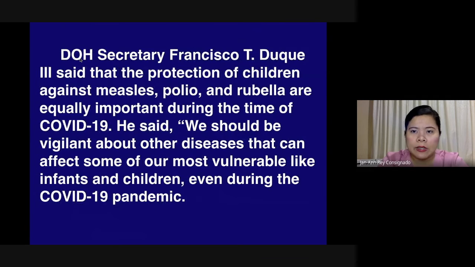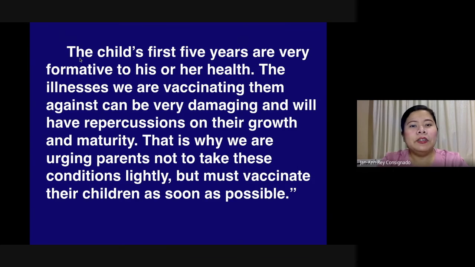DOH Secretary Francisco T. Duque III said that the protection of children against measles, polio, and rubella are equally important during the time of COVID 19. He said, "We should be vigilant about other diseases that can affect some of our most vulnerable, like infants and children, even during the COVID 19 pandemic. The child's first 5 years are very formative to his or her health. The illnesses we are vaccinating them against can be very damaging and will have repercussions on their growth and maturity.